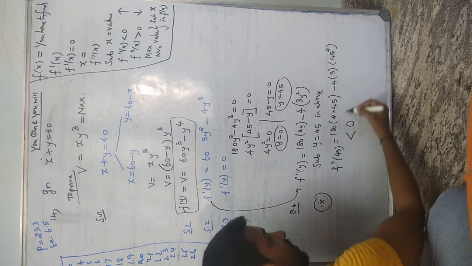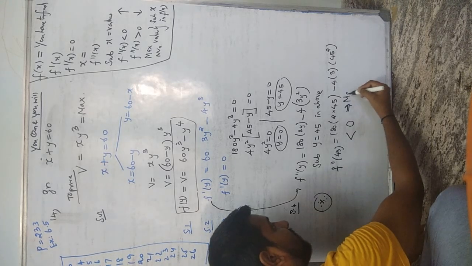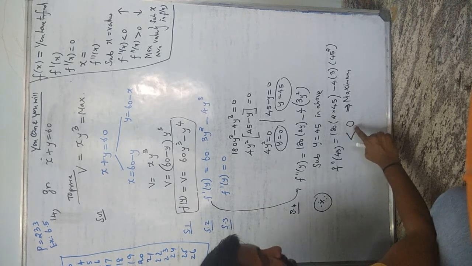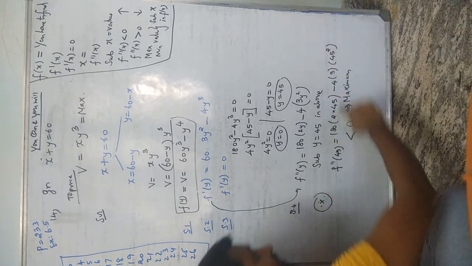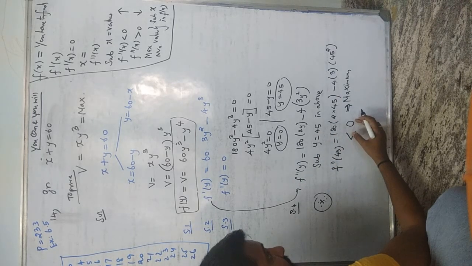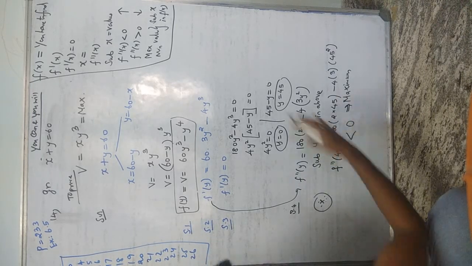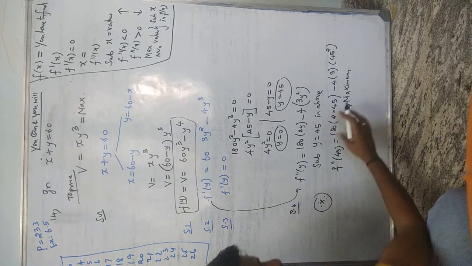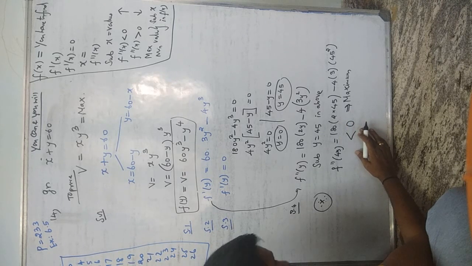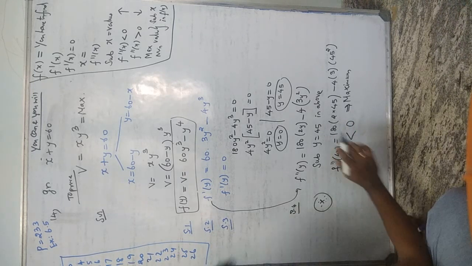If f double dash less than 0 comes, my answer will be maximum. So you need not put this value. Find out whether it's a negative or positive. If it is a very small number like minus 8000, just find out that it is a small number. If it is a bigger number, you must substitute and show it. You have to substitute, but you need not write this value. Less than 0 or greater than 0 alone you can put.